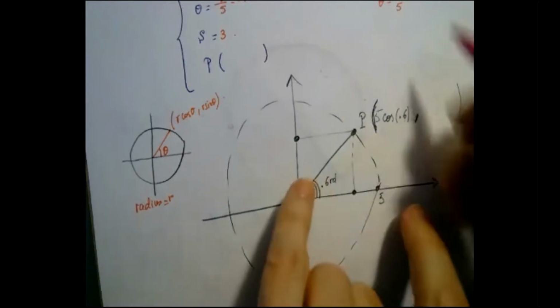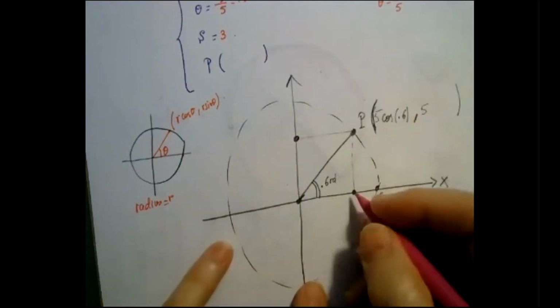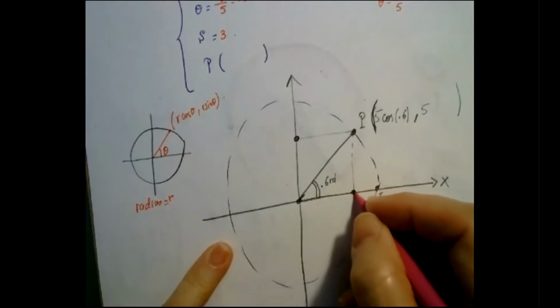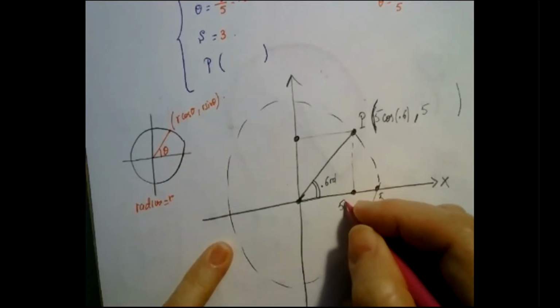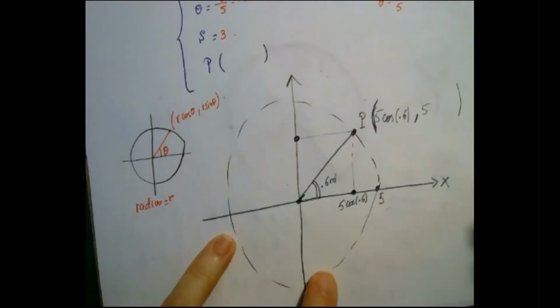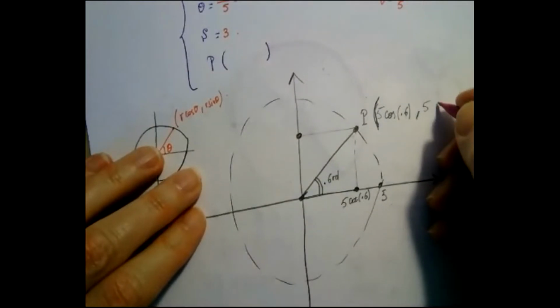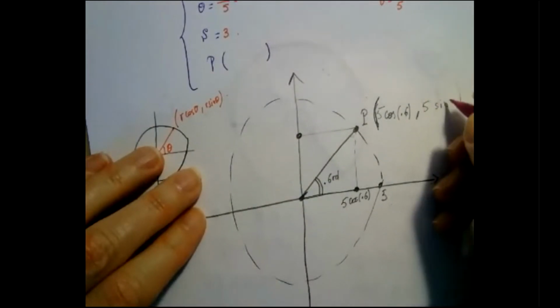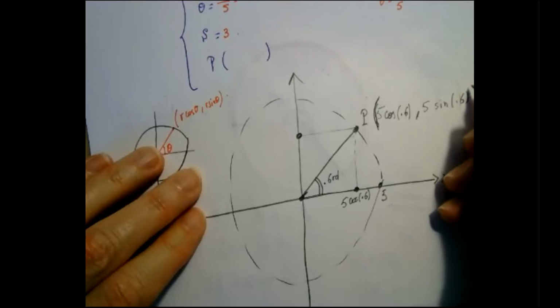So it's 5 cosine 0.6. So it means this coordinate here, from here to here, is 5 cosine 0.6. That's really what it is. And this is 5 sine 0.6. I have that written down. I was just giving the basic answer.